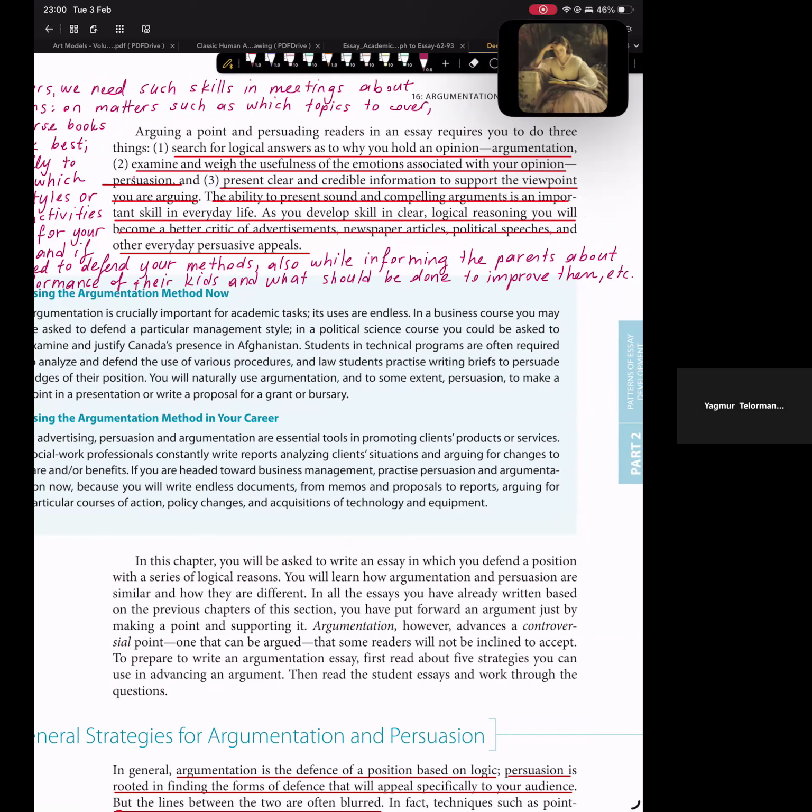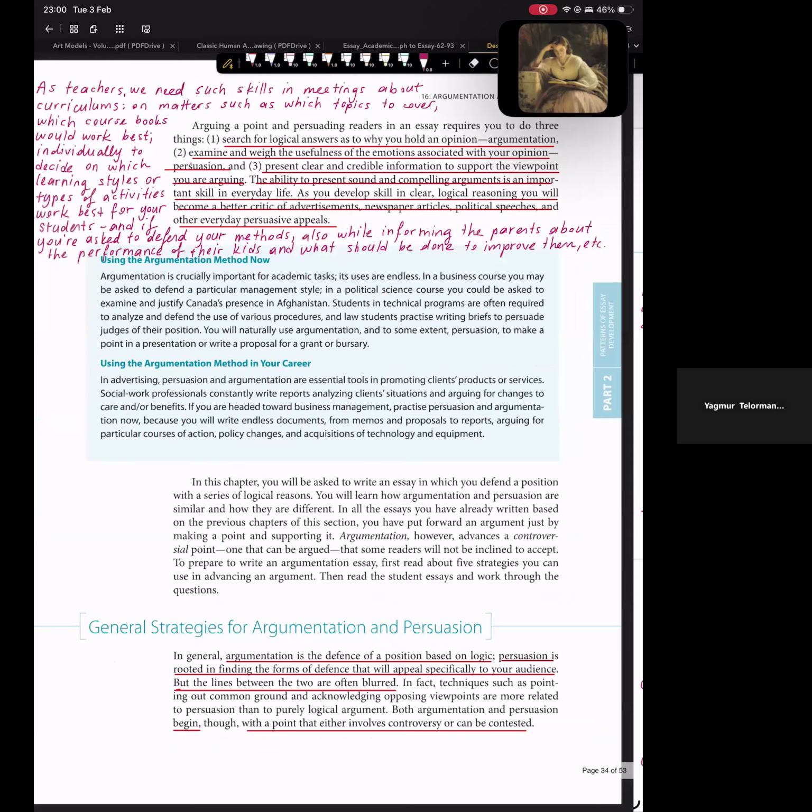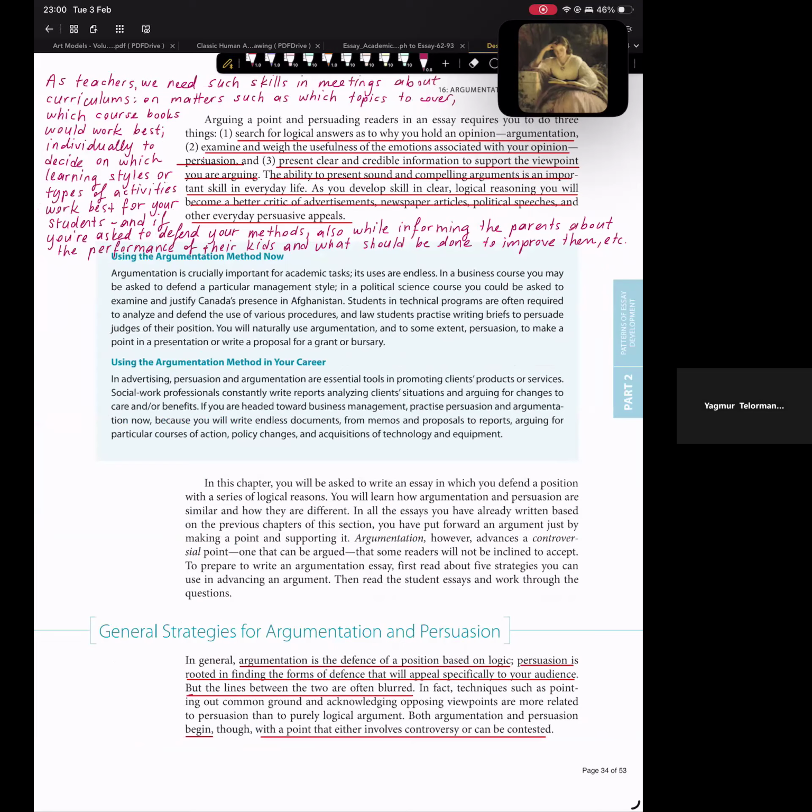This ability to present sound and compelling arguments is an important skill in everyday life and in your work life, as I already discussed. As you develop this skill in clear and logical reasoning, you will also become a better critic of advertisements, newspapers, articles, political speeches, and other everyday persuasive appeals. So it is quite important as a critical thinking skill.